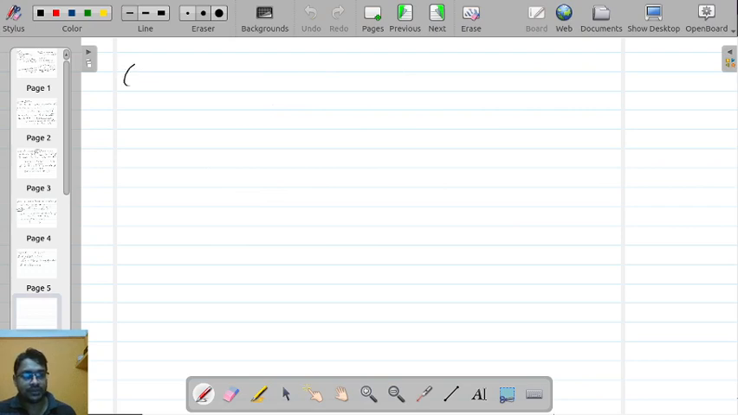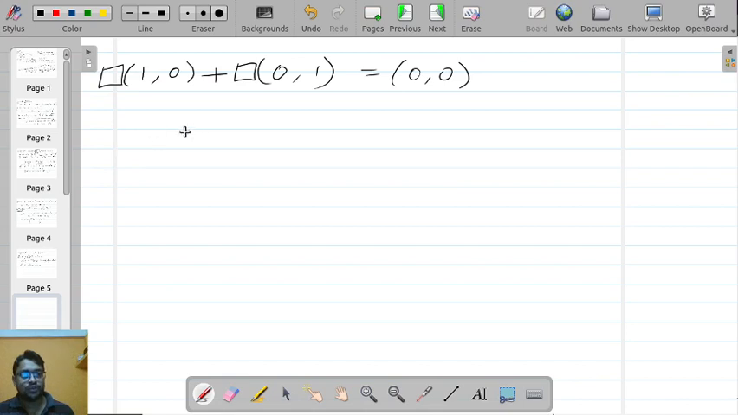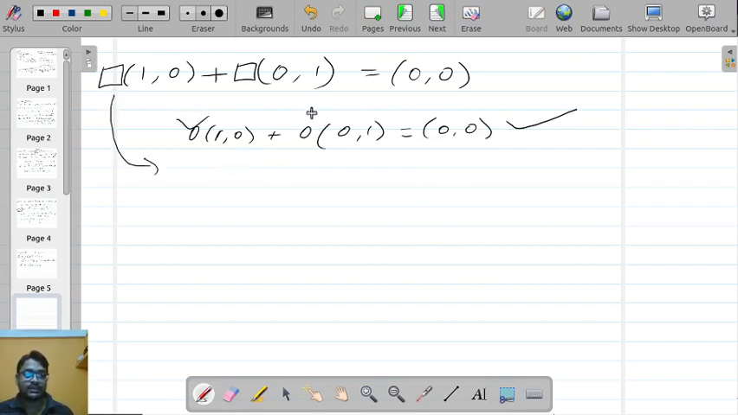So let us try another one, say something like (1, 0) and (0, 1). Can we find some scalars such that this scalar times this plus another scalar times this will give us (0, 0)? Of course, one answer is 0 times (1, 0) plus 0 times (0, 1), which gives us (0, 0). This is always true for whatever the vectors are. Now the question is, can I find some other scalars, instead of both scalars being 0, which also satisfy this?